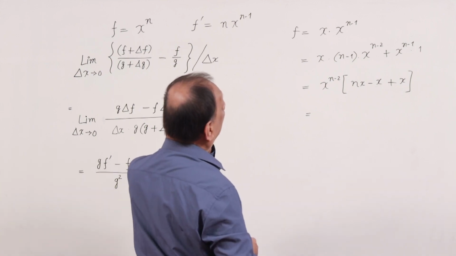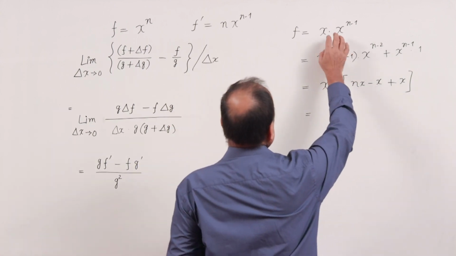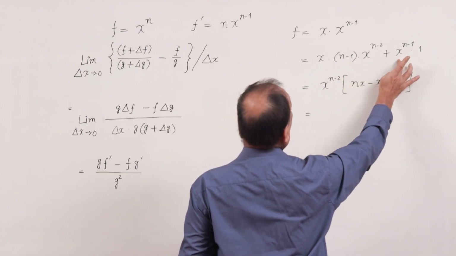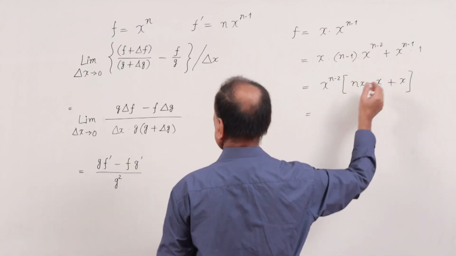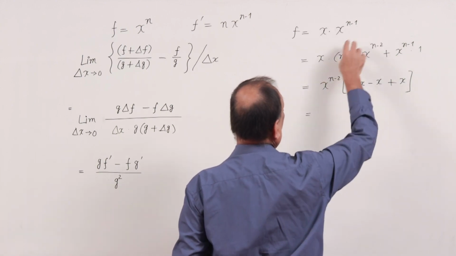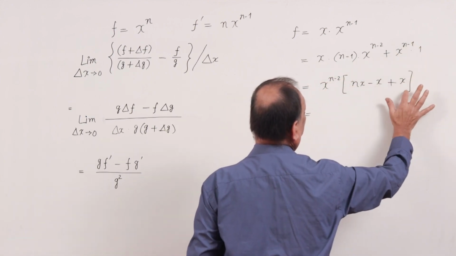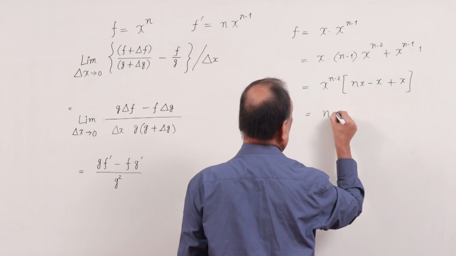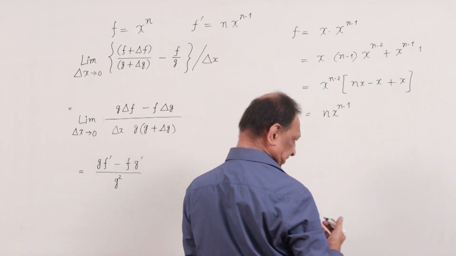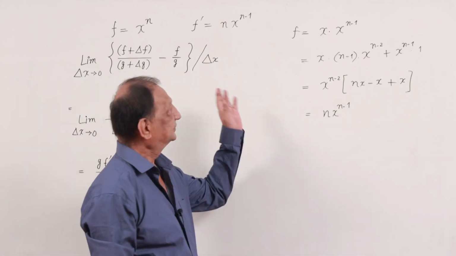G prime is prime values. I got f g prime. That's correct. Then the G prime is G f prime. This is correct. So x power n minus 2 if I take out, what I am going to have is nx minus x, and here I will have plus x. So it will be nx power n minus 1, which is not... Oh, it's correct. Answer is correct. That's what I want.